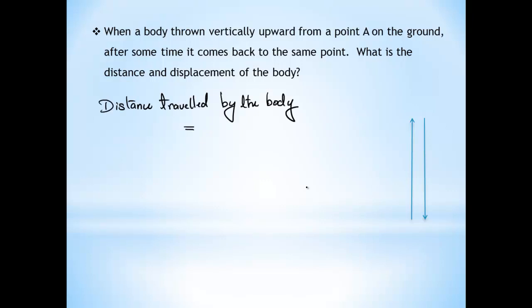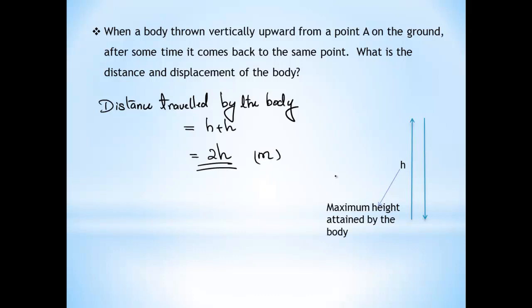Distance traveled by the body is calculated from the total distance traveling from bottom to top, then again from top to bottom. Here I am taking the maximum height reached by the body as h. So the total distance traveled by the body is h plus h, that is equal to 2h. This is the total distance traveled. Here h is in meters, so the unit is meter. This is the distance traveled by the body.